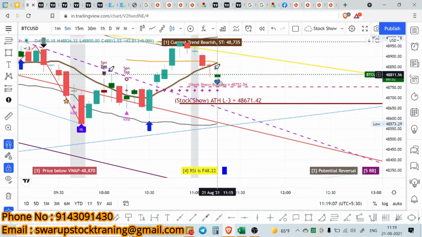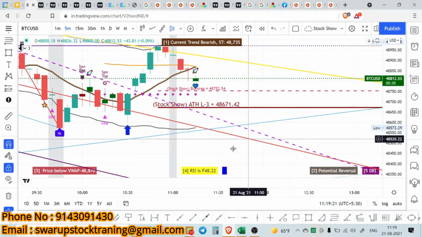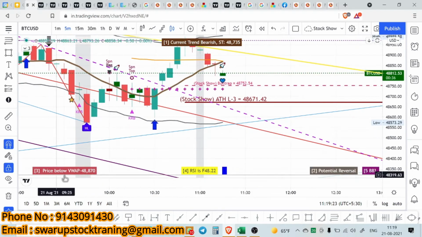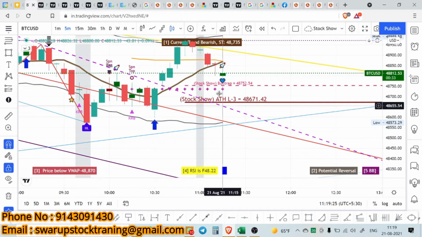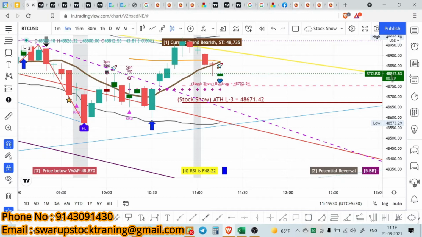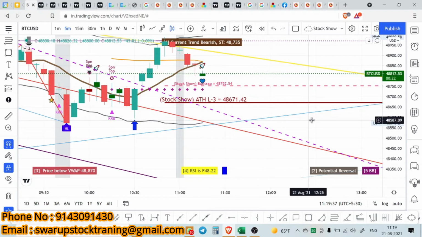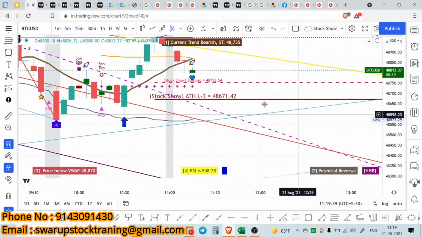See, for example, the current level of RSI is saying RSI F48, which means at the 48 level RSI is falling, and falling RSI means the speed is slowing, and once the speed is slowing, it is expected to give a retracement. Also, the current price is below the VWAP level. What is the VWAP level? 48,870. What is the current price? 48,812. So it has just crossed below VWAP. These are the informations which you really get in a running market.